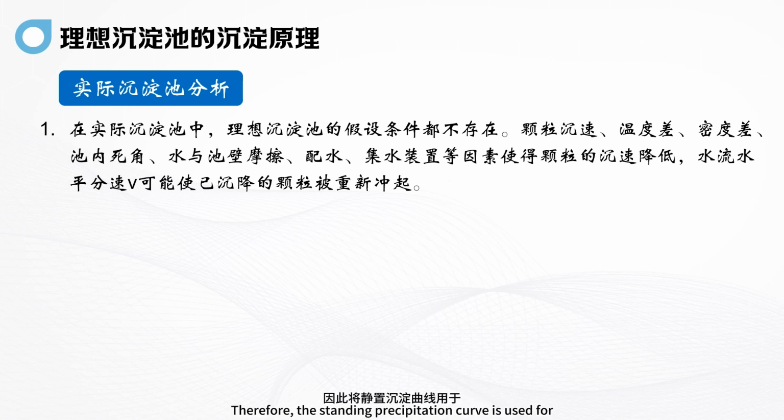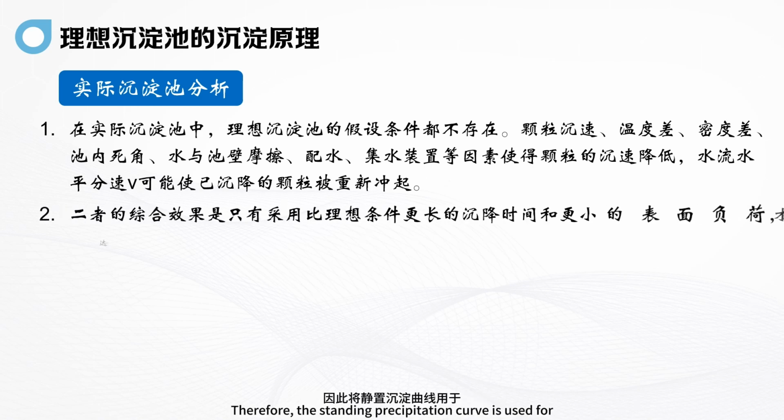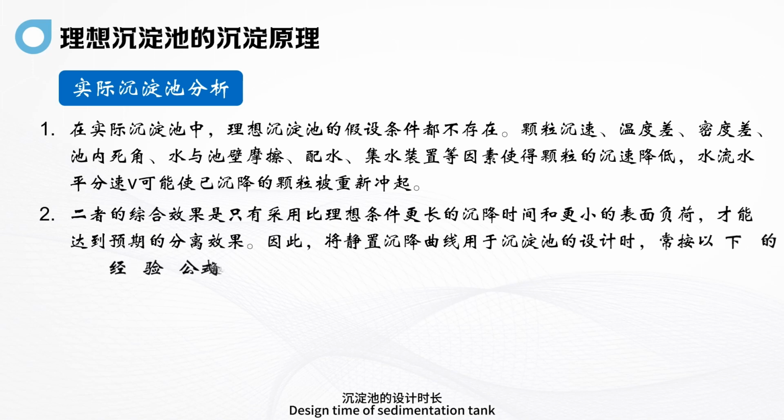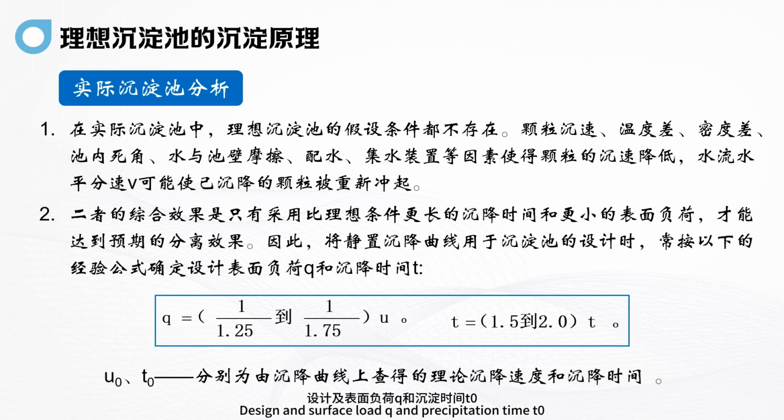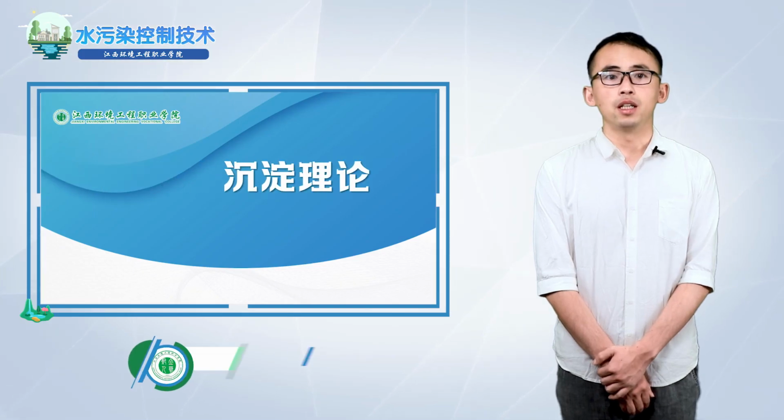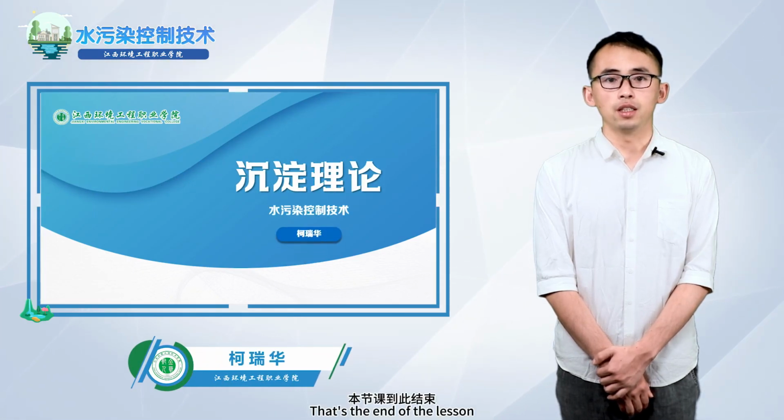Therefore, the static precipitation curve is used when designing a sedimentation tank, following the empirical formula. Design surface load Q and precipitation time T0, with U0 and T0 taken from the free settlement curves, respectively. The corresponding theoretical settling velocity and settling time are found. That's the end of the lesson. Thank you all.